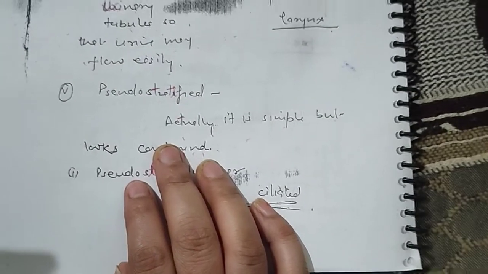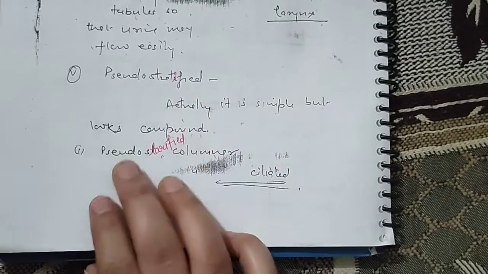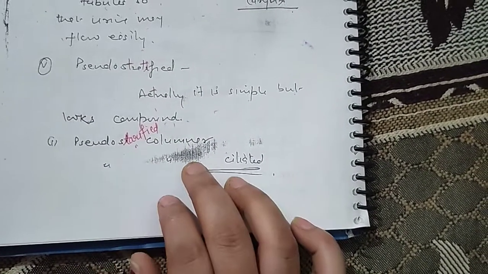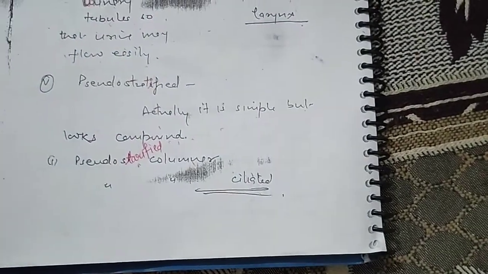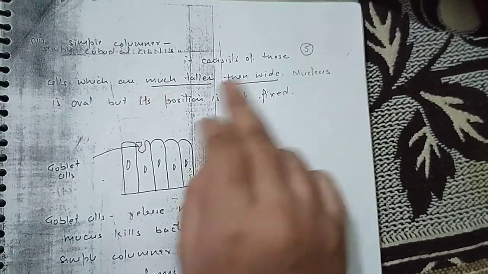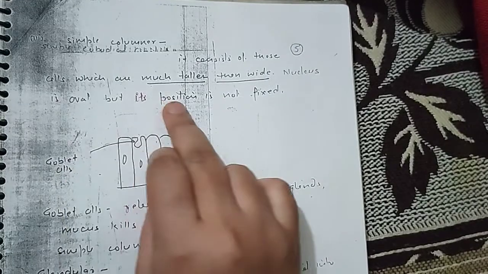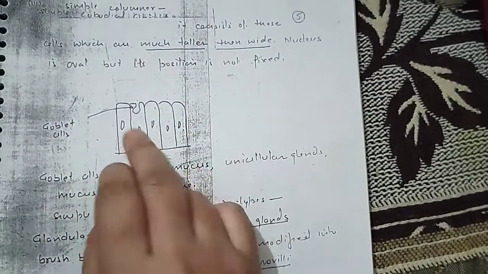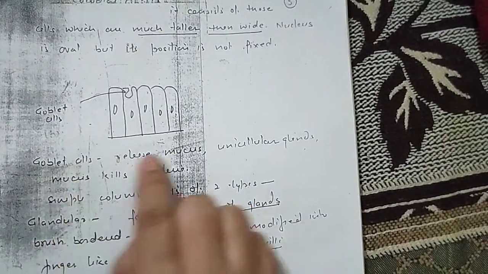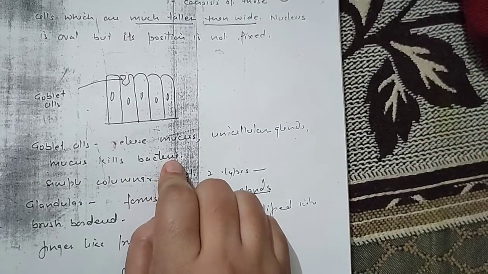Then pseudostratified. Actually it is simple but looks compound. Pseudostratified columnar, pseudostratified columnar ciliated. Now simple columnar. It consists of cells which are much taller than wide. The nucleus is oval but its position is not fixed. Here you can see goblet cells. Goblet cells release mucus. They are unicellular glands, and mucus kills bacteria.